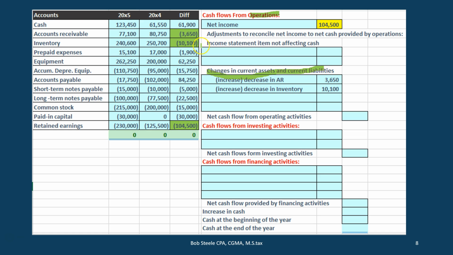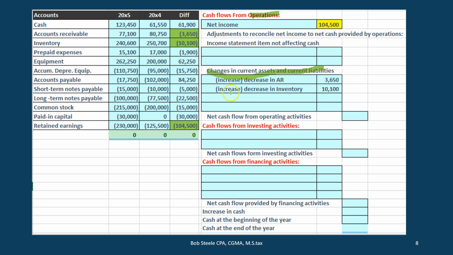So that means that this is going to go into the operating section. It went in 2014 from 257 down to 246. Therefore, we're going to follow our rule, and we're going to increase the statement of cash flows in the operating section by that change, 10,100. And again, in this worksheet, we're just going to flip the sign. That's a negative here. It's a positive here.